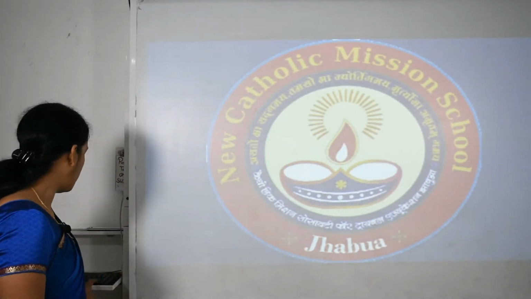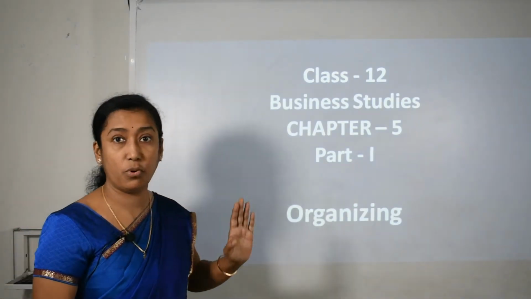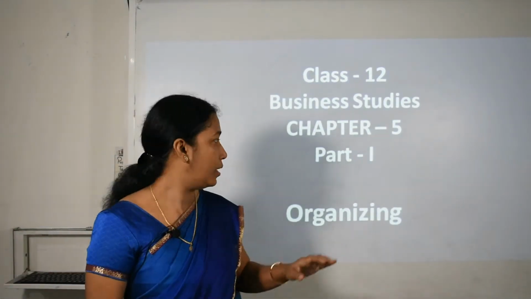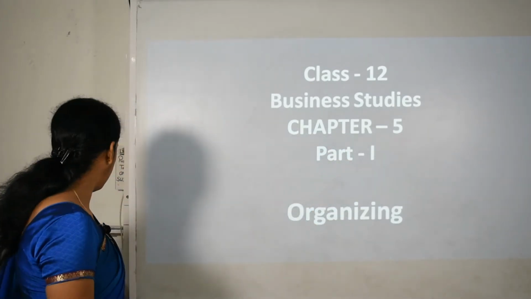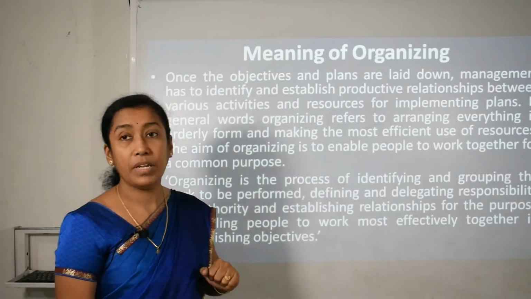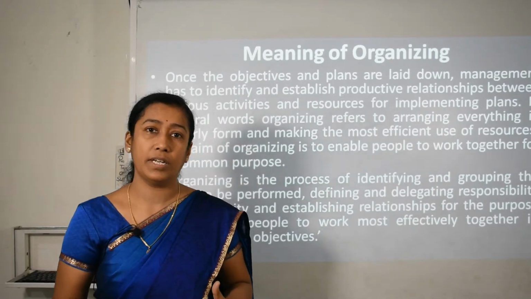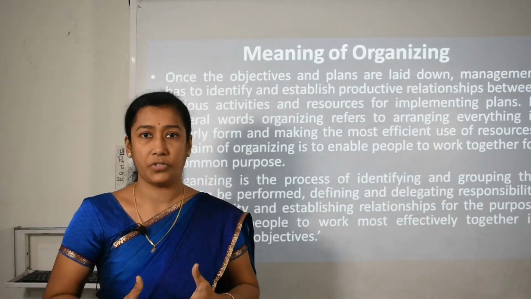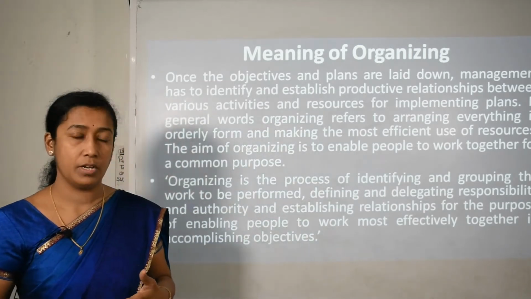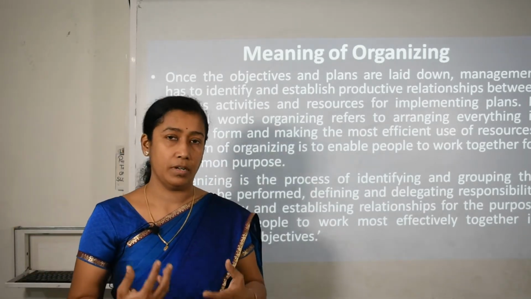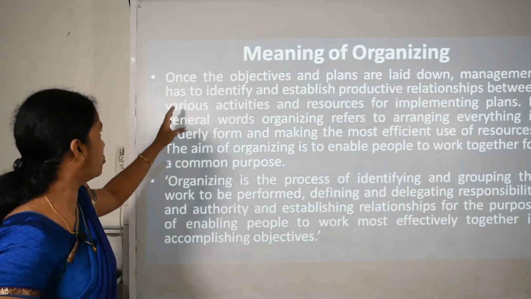So dear students, today we will start with chapter 5. 4 chapters we have finished in business study and this is part 1 of chapter 5, that is organizing. Now starting with the meaning of organizing. When we say organizing, it means to organize all the resources. It can be material resources, it can be physical resources. Now here physical resources can be men, machine, material and so on.